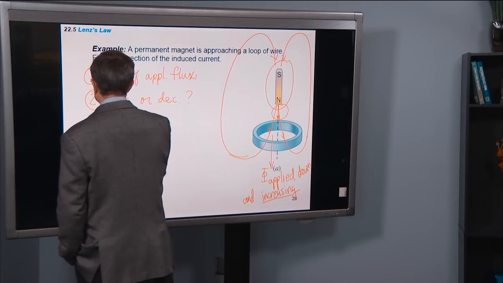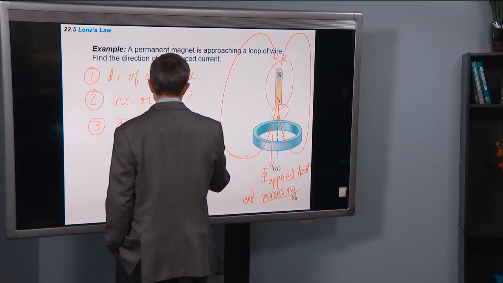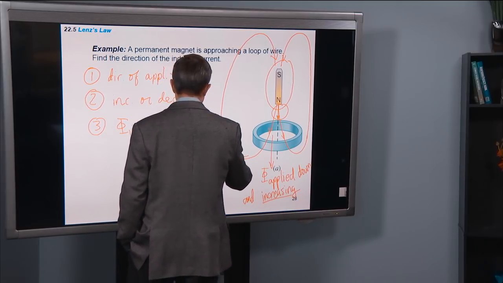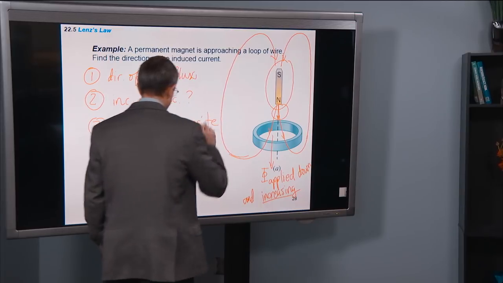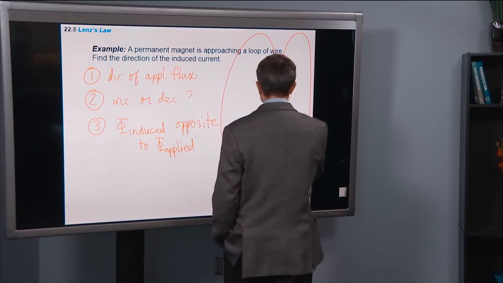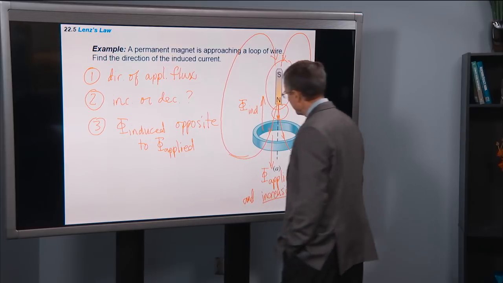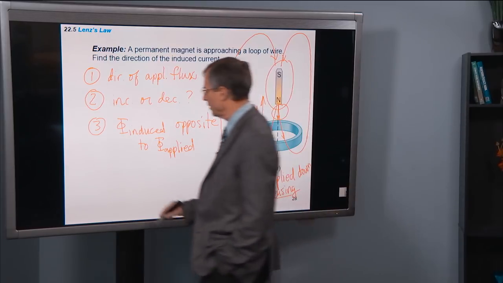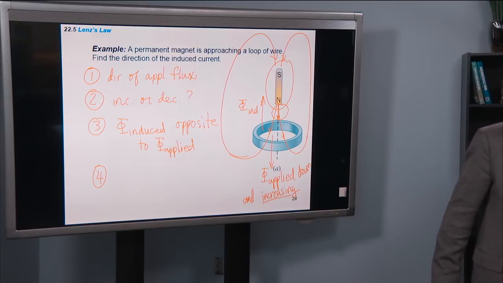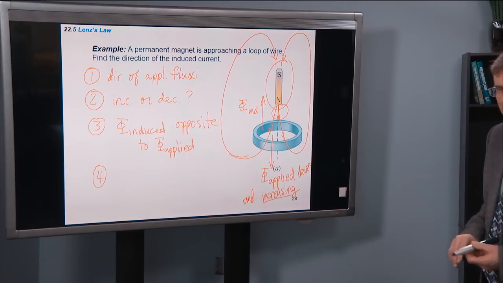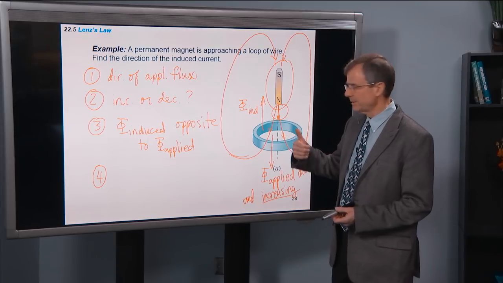So step three says that the induced flux is opposite to the applied flux. All right, so that means that the induced flux is going to be in this direction. All right, then step four is to apply right-hand rule number two. And that was the one where we placed our thumb in the direction of the magnetic field and our fingers curled in the direction of the current.